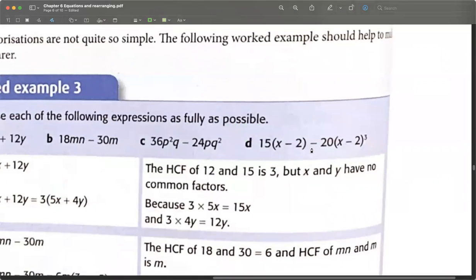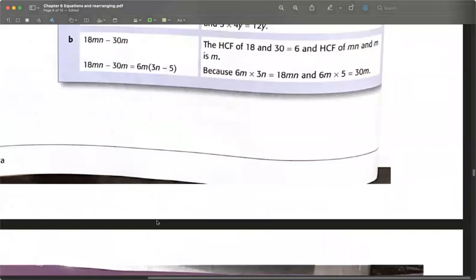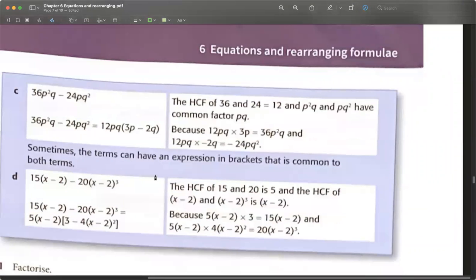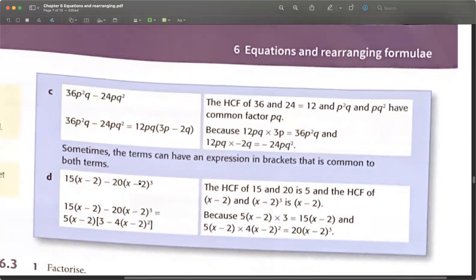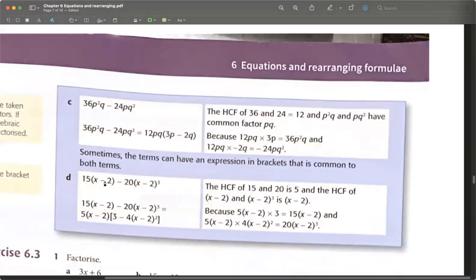If we look at this one here, let's see how they do it for D. Here you know the HCF of 15 and 20 is 5. So we're going to take out 5. Normally I'll tell students, let's change this into an alphabet that we hardly use for unknowns. So for example here, 15(x minus 2) minus 20(x minus 2) cubed. You can see these two things are the same. This is very important. You better learn it now, then it's easier later.